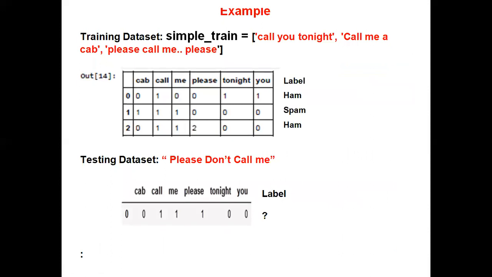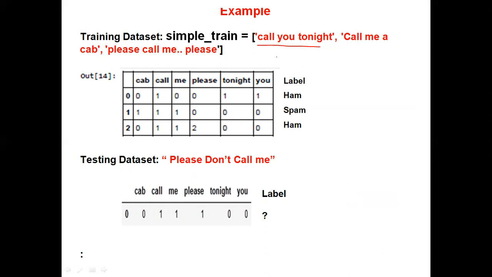Assume my training data set is given, which is represented by the variable sample_train. If you observe, my training data set is made up of sentences. It contains 3 sentences. The first sentence is "call you tonight". The second sentence is "call me at cab". And the third sentence is "please call me please". I assume this is the data set of a Gmail system, and these sentences are the Gmail messages.